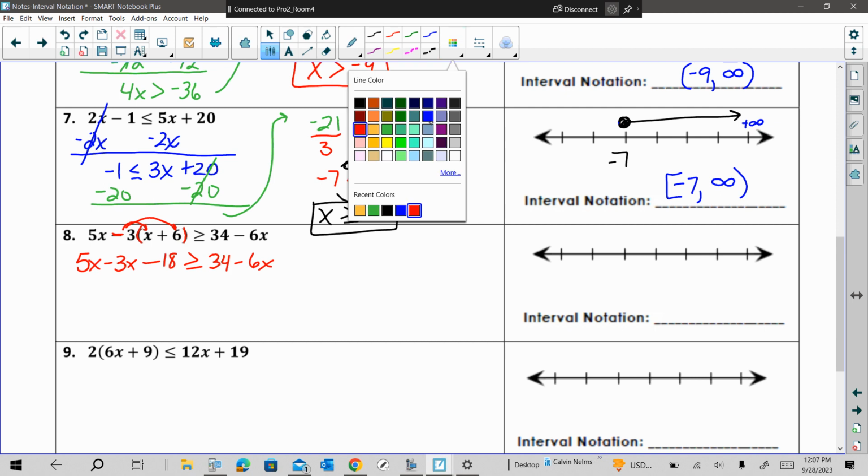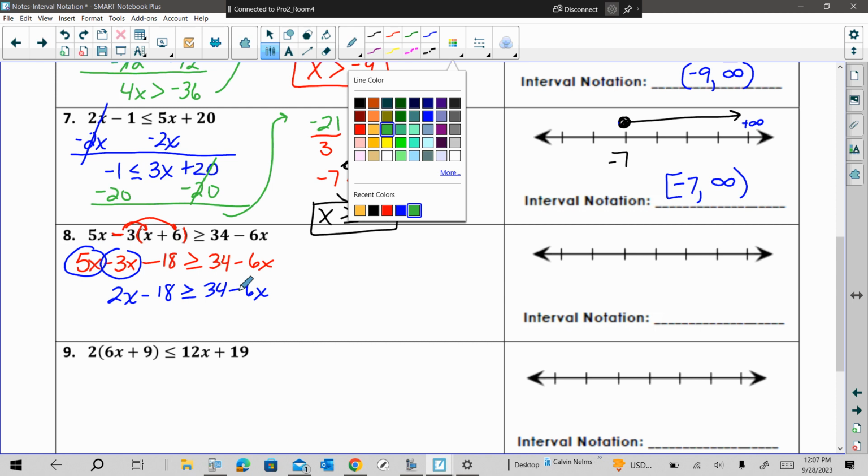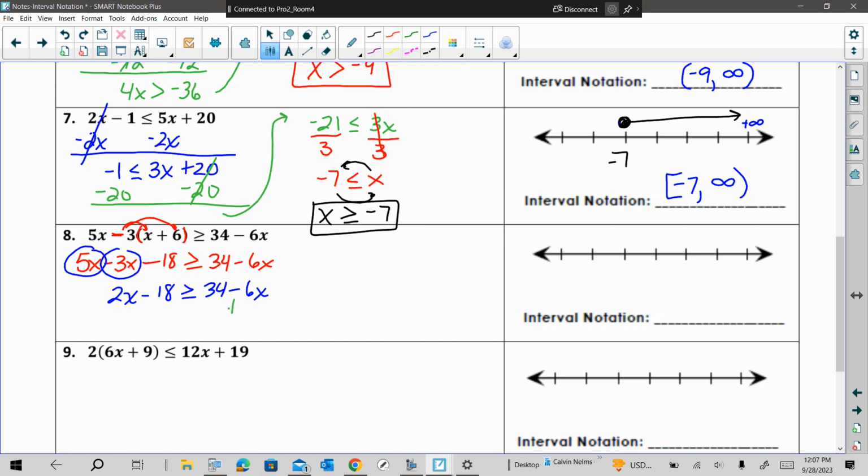All right, so now we have some like terms here that we have to combine. 5x minus 3x leaves me with 2x. So I have 2x minus 18 greater than or equal to 34 minus 6x. I would eliminate the smallest variable, which is this minus 6x. Do the opposite, so plus 6x to eliminate it. Plus 6x.